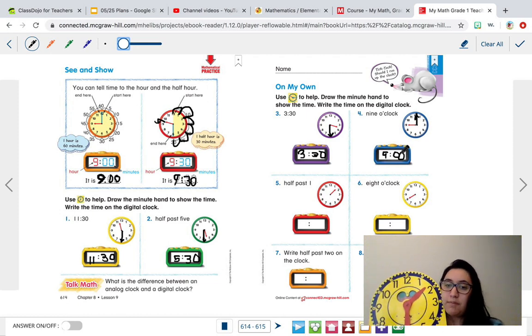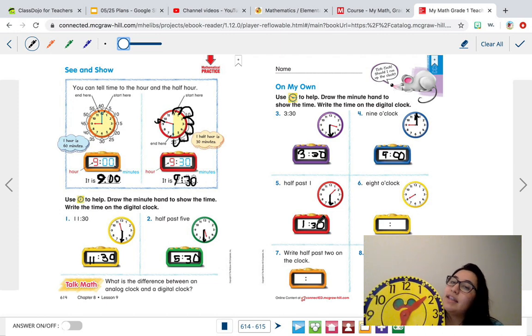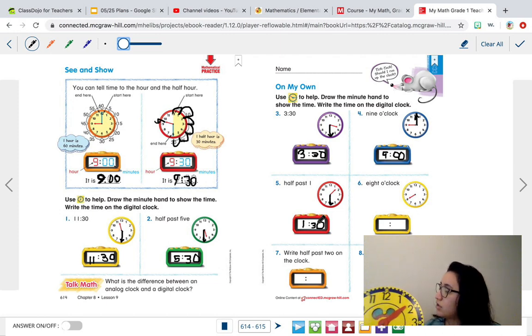So then we're going to draw our minute hand. So the hour hand is between the 1 and the 2, and the minute hand is all the way down at the 6. Then we're going to write 1:30, okay? Now we need to go to 8 o'clock.